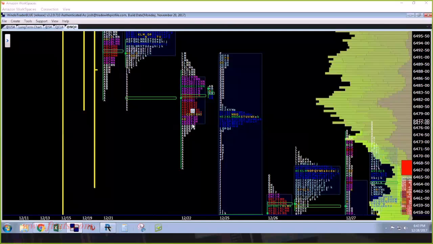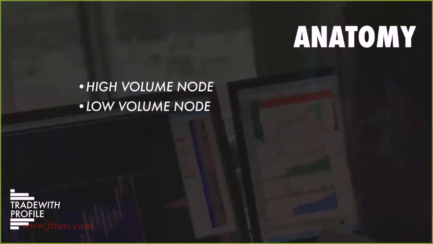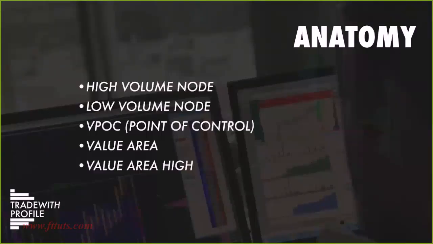This is organizing price by time. Now, volume profiling is slightly different. We look at volume nodes, high volume nodes and low volume nodes. We look at the point of control still, but we look at the volume point of control. So rather than the most time spent at a price, we look at the most volume at a price. We still have a value area, but the value area is built on volume, not time. We have a value area high and a value area low.